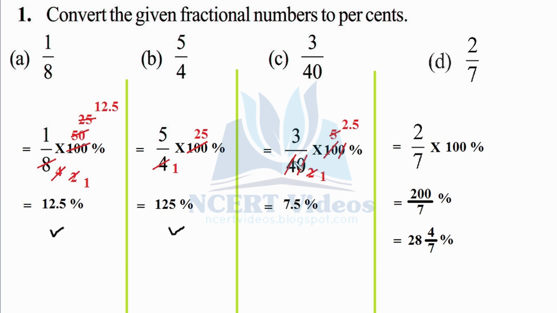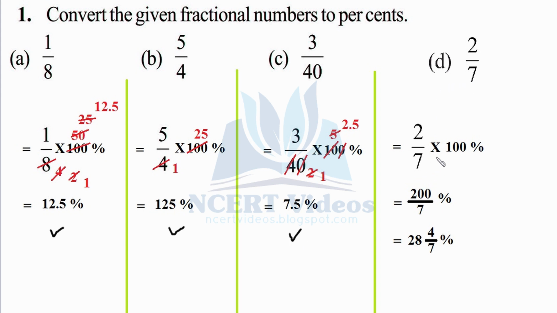Now solve it. 3 over 40 as it is into 100. Simplify it. 0 0 cancel first of all, then 5 to the 10, 2 to the 4, 1 to the 2, 2.5 into 2 gives you 5. Now multiply it. 25 into 3 is 75. Attach the decimal as well. So 7.5%.